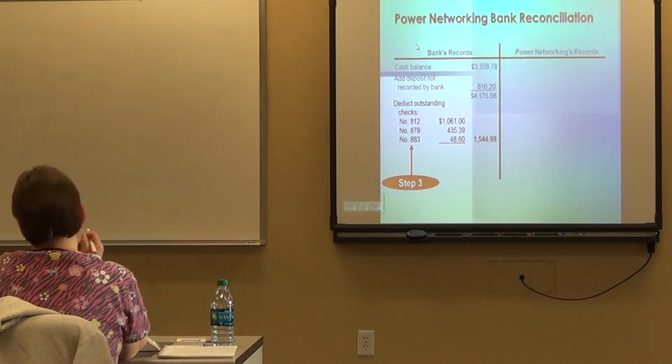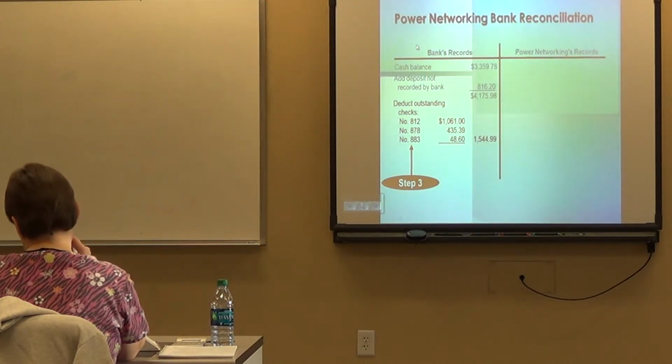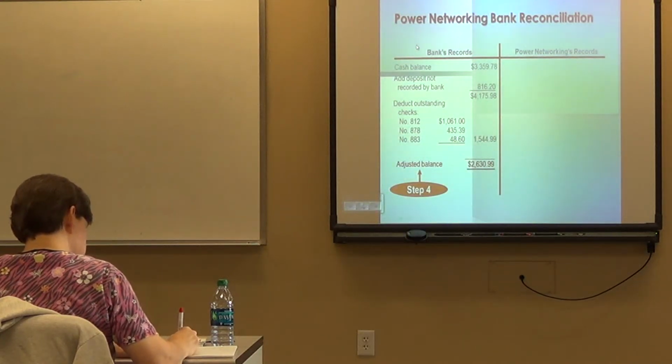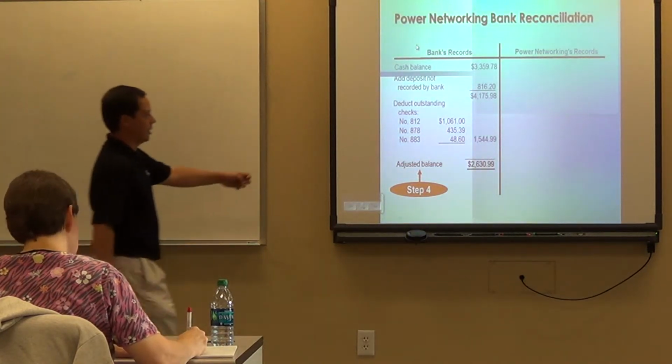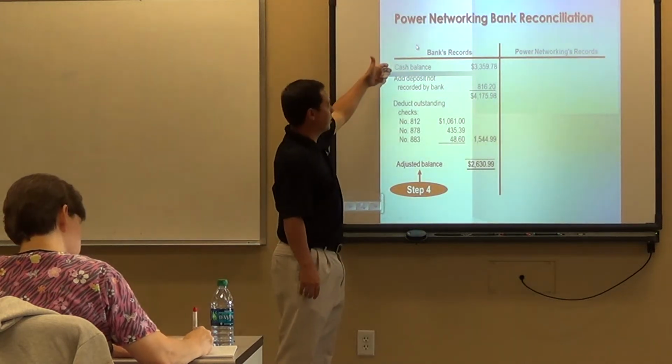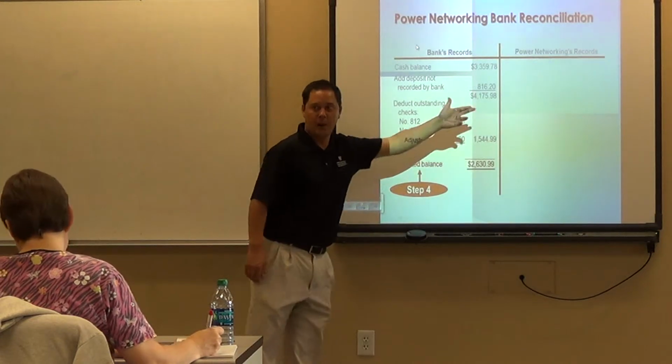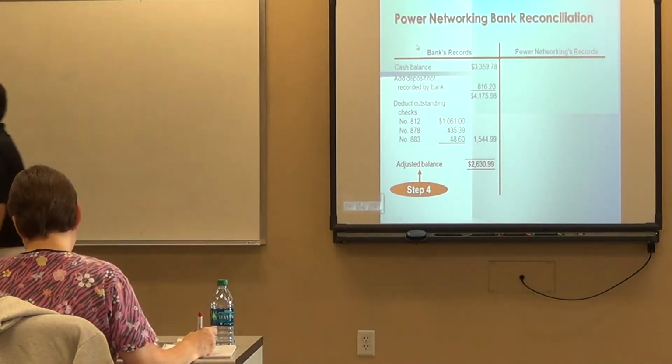So we put all those in there, add those together, and then subtract that value from the value above. And so that gives us our adjusted balance. That's our step 4. So cash, add deposits, take away checks, that's our adjusted balance. Now we'll take a look at from the company side.